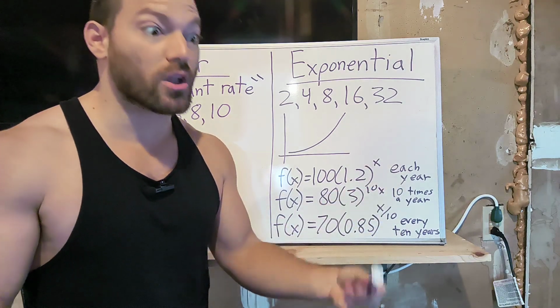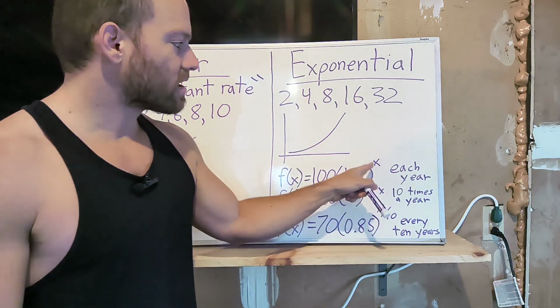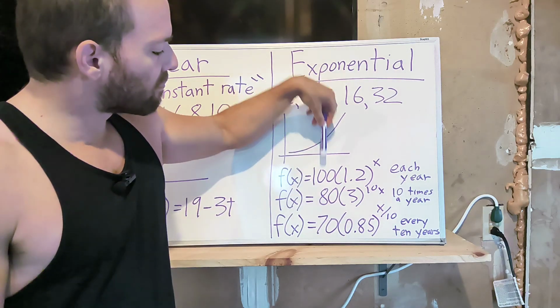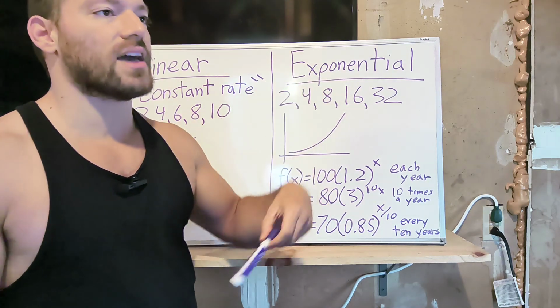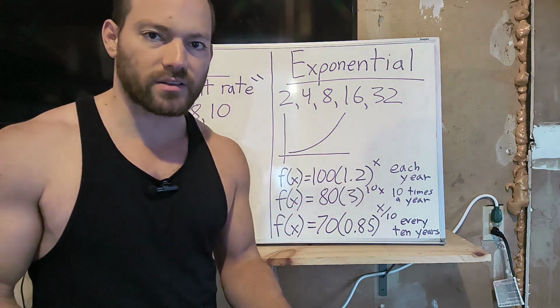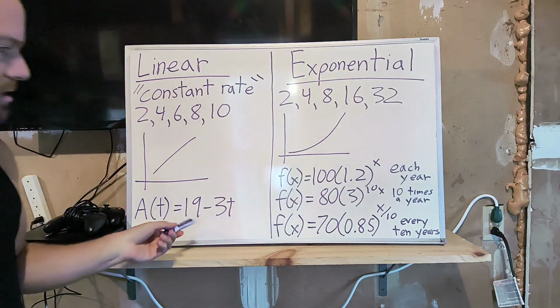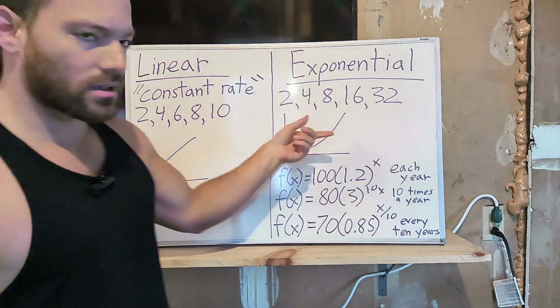Exponential. That's why it's exponential change, exponential equation, because it's got an exponent. That's where the variable is. So the number before the parentheses tells you the starting value. That's just like the constant in linear change, the y-intercept. And again, we can see why.